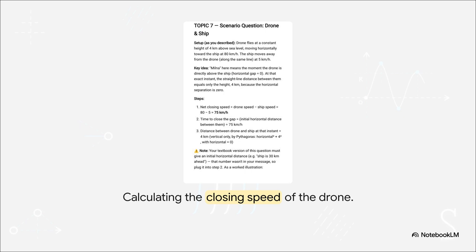If their initial horizontal distance is, let's say, 30 kilometers, the time to close that gap is 30 divided by 75, which is 0.4 hours or 24 minutes. At that exact moment, the horizontal gap is 0. Therefore, by Pythagoras, the straight line distance between them is solely the vertical gap, which is exactly 4 kilometers.